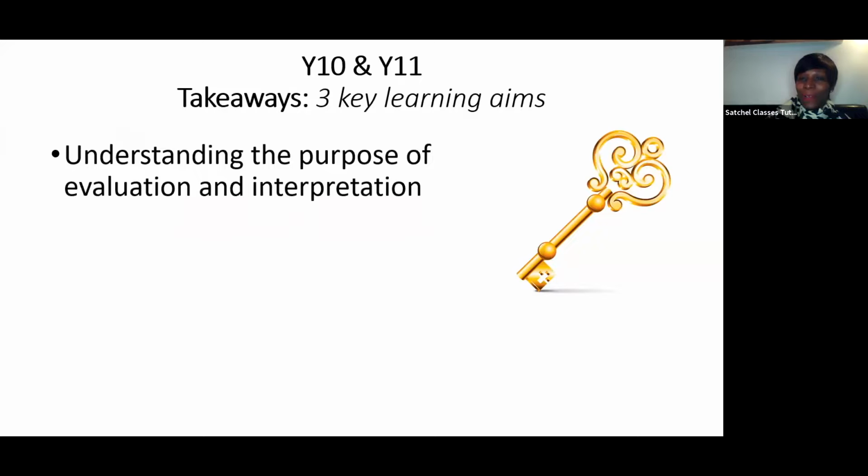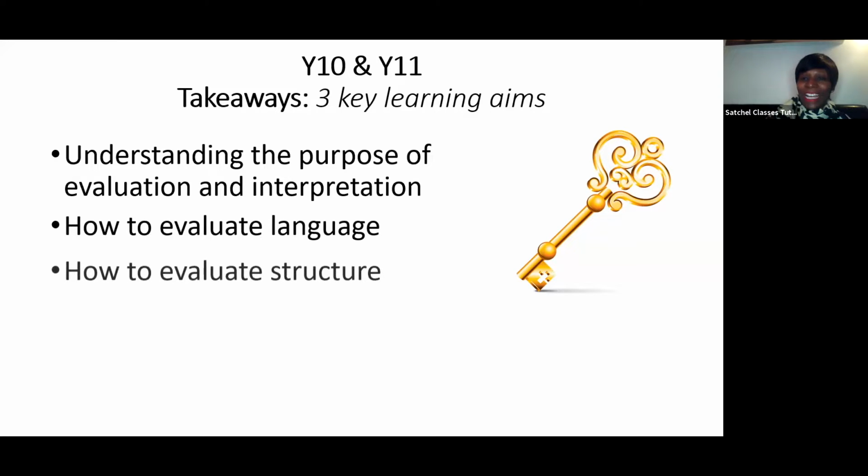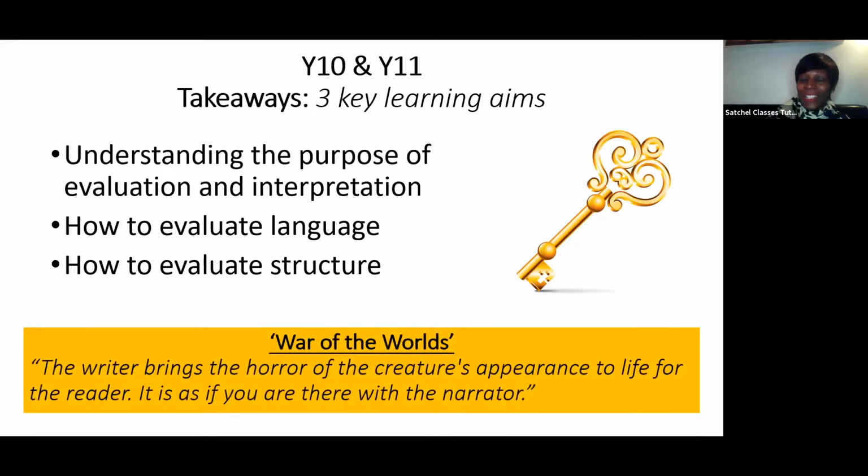This is about evaluation. So first of all, we need to look at the purpose of evaluation and interpretation for GCSE English. We also want us to look at how to evaluate language and how to evaluate structure. So this is for a particular assignment. It's looking at War of the Worlds and looking at this statement. The writer brings the horror of the creature's appearance to life for the reader. It's as if you were there with the narrator.